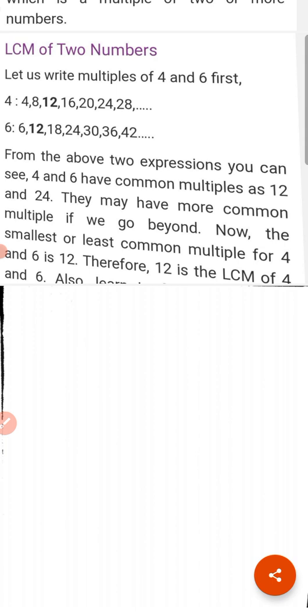Here we have to find the LCM of two or more numbers. Let us start with two numbers, 4 and 6 first. So now we have to find the LCM of 4 and 6. First we have to write all the multiples of the given numbers. First write a few multiples of 4.